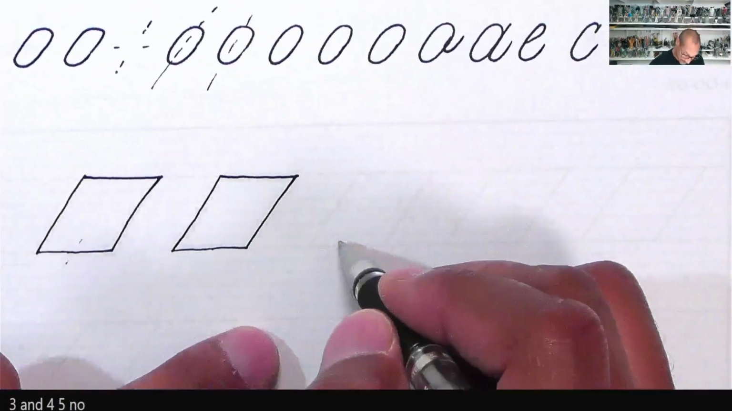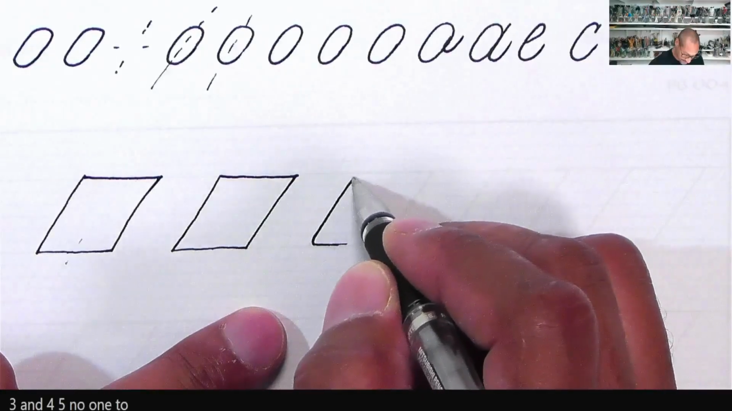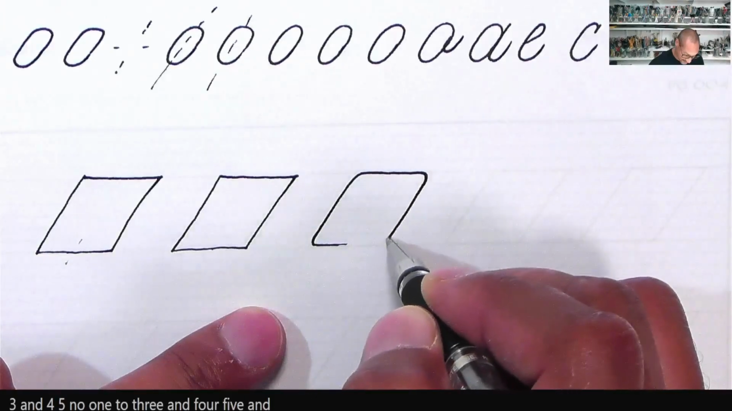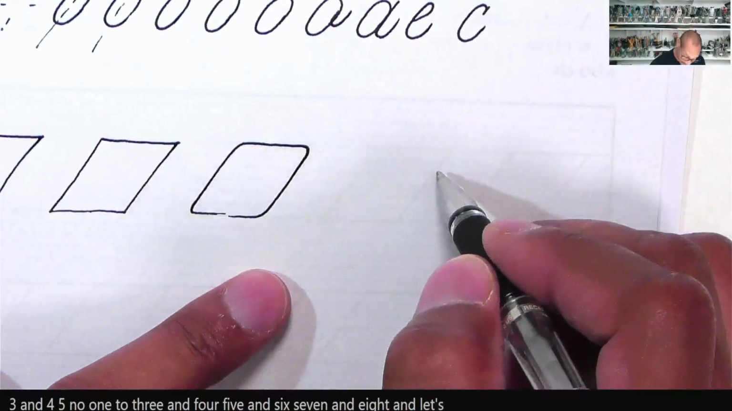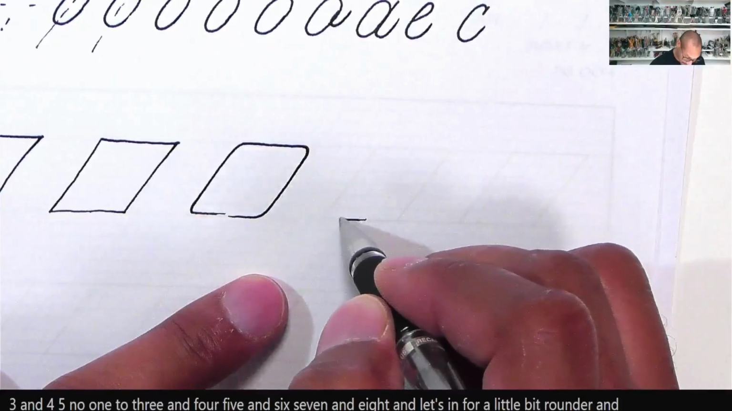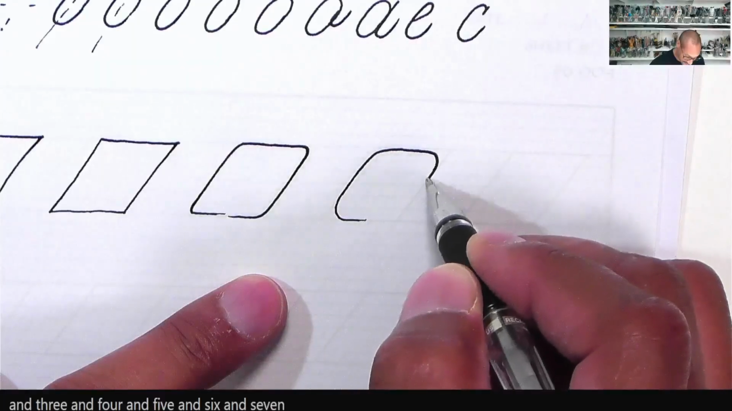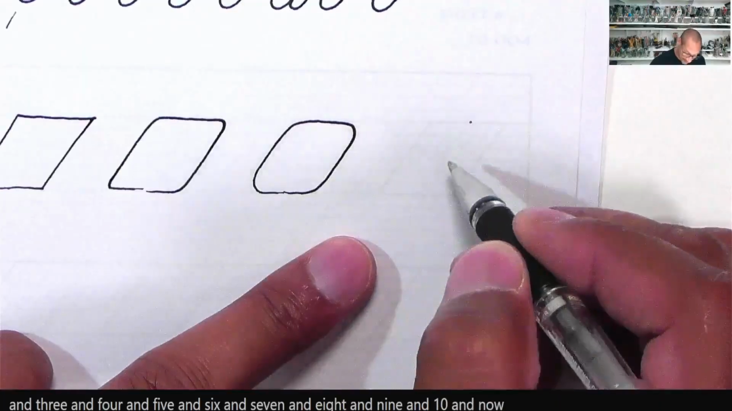Now, 1 and 3, 5, 6, 7 and 8. And let's aim for a little bit rounder. And 1 and 2 and 3 and 4 and 5 and 6 and 7, 9 and 10. And now we're aiming for the middle.